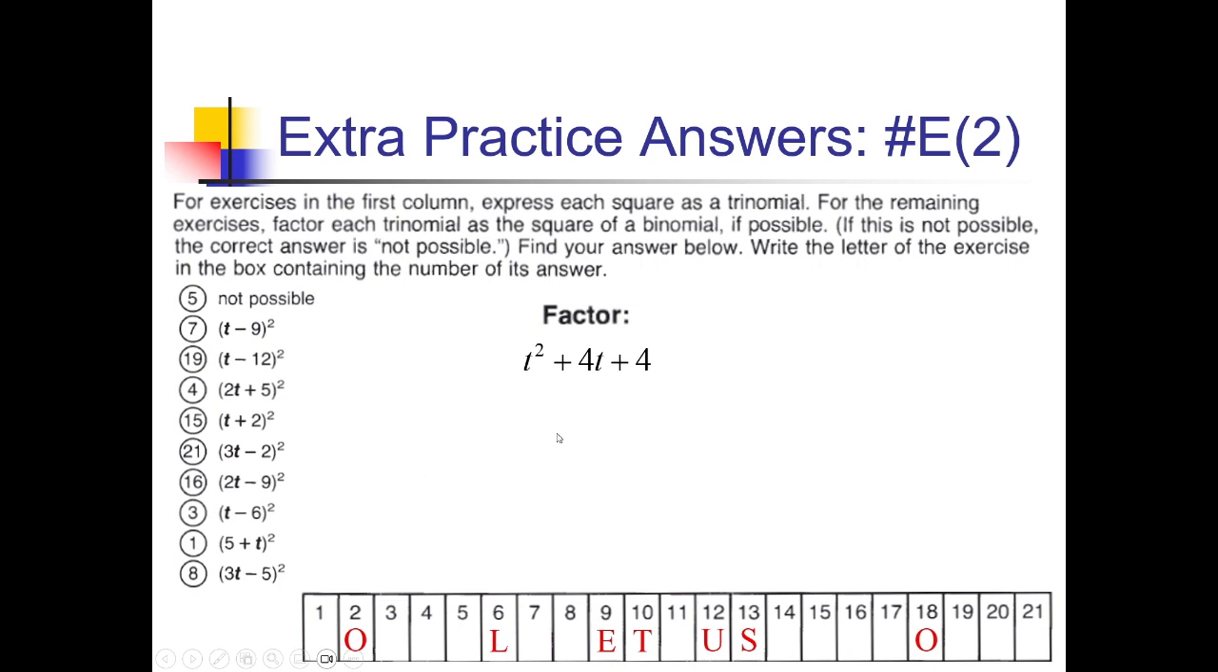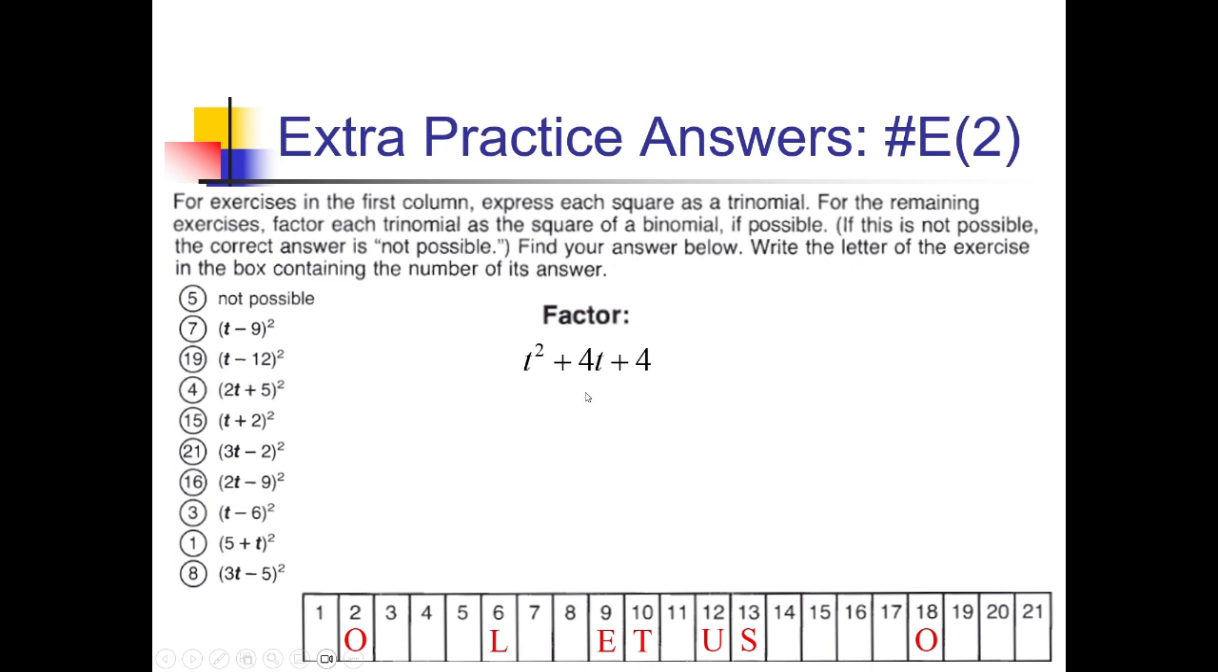So our strategy for doing this is basically going to be to square root the first and the last terms, stick them in a parentheses with the sign of the middle term, and then we're going to test it to make sure that 2 times the 2 things we put in there actually gives us back this middle term.